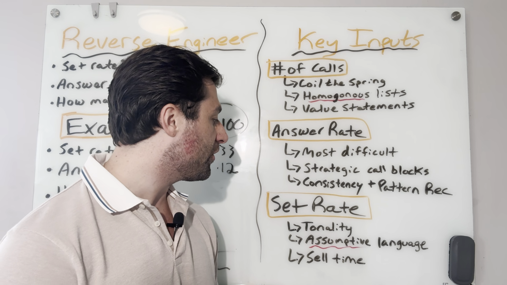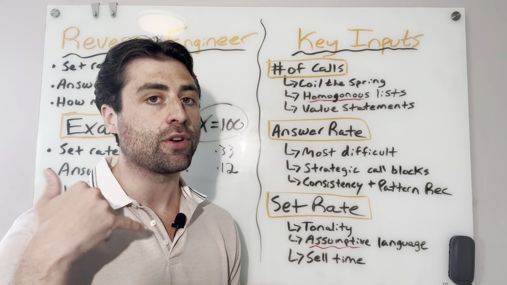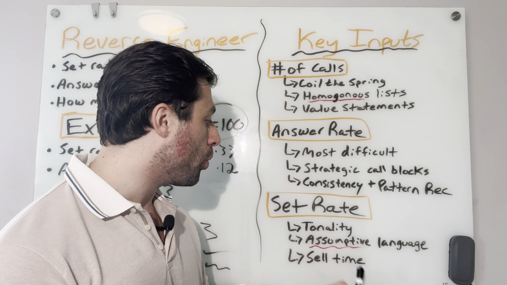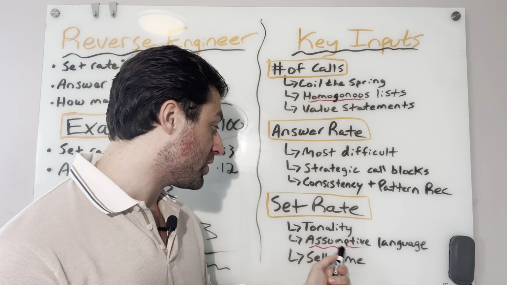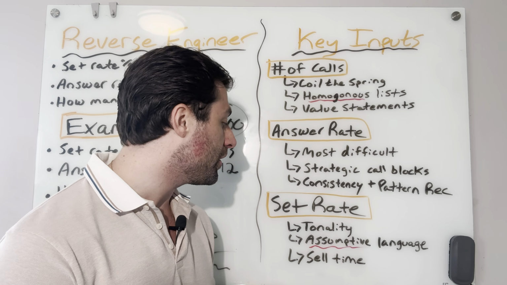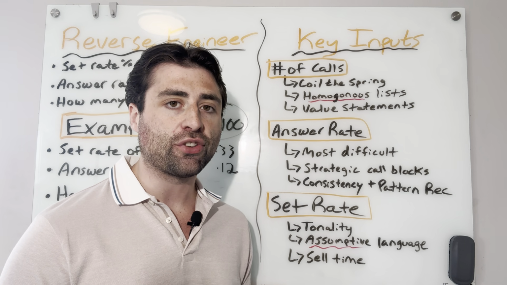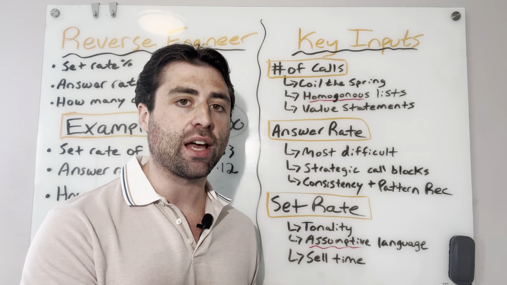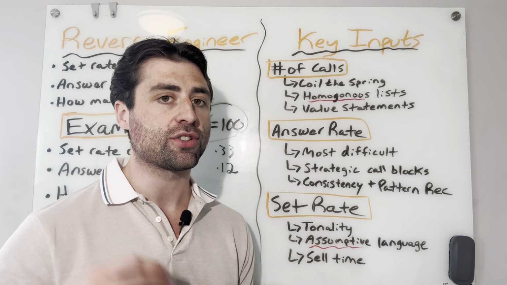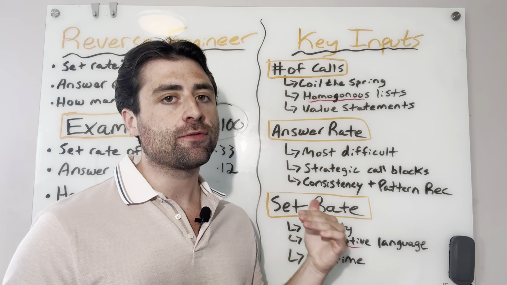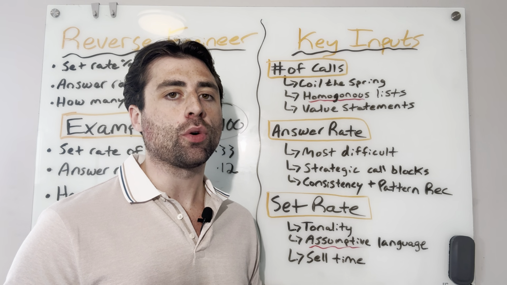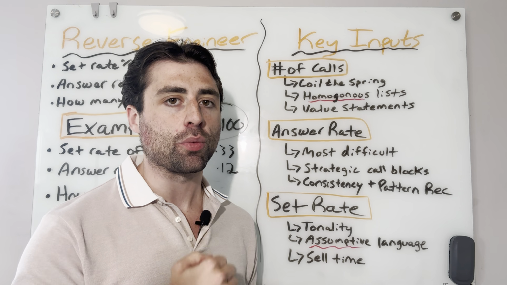The key areas that will improve your set rate and improve your cold calling ability are going to be: one, your tonality; two, using what I call assumptive language, which is usually accompanied by a strong tonality; and three, the concept of selling time, selling the meeting, not asking too many questions or doing too much discovery on the cold call. You're focused on setting that meeting on the calendar. In terms of tonality, the most important one to focus on is using what I call a downward inflection.